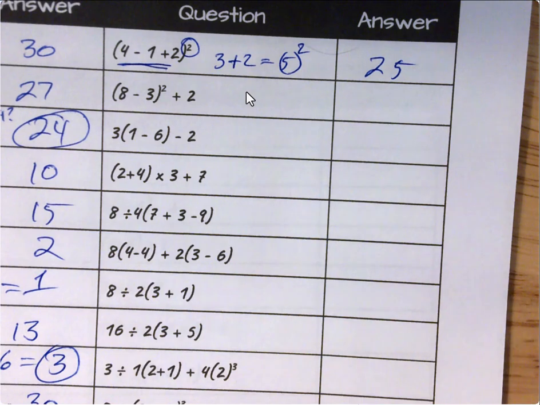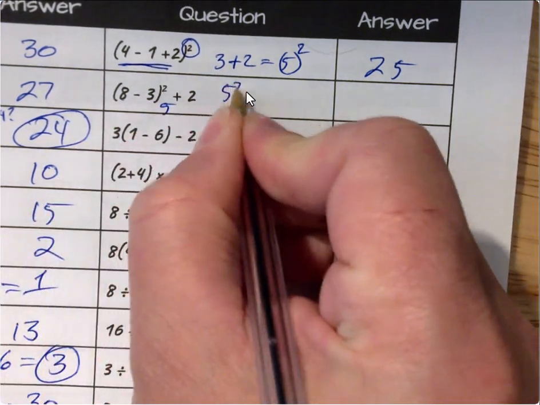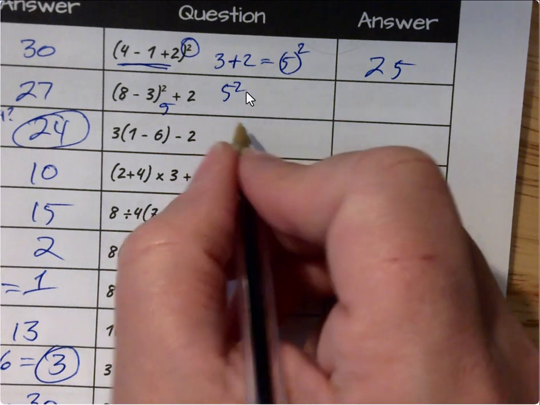Here we've got 8 minus 3. 8 minus 3 is 5. We're going to square that 5. 5 times 5 is 25.